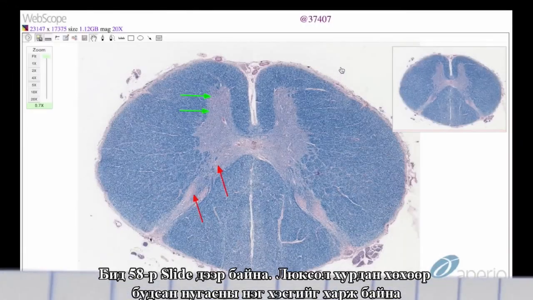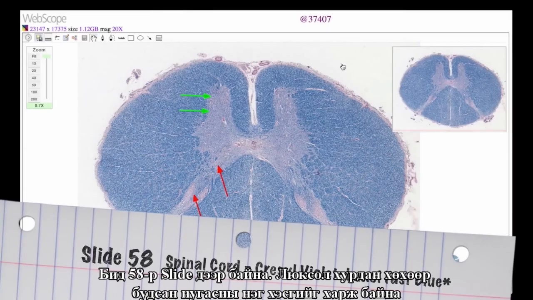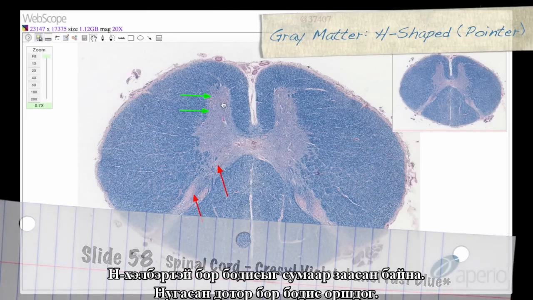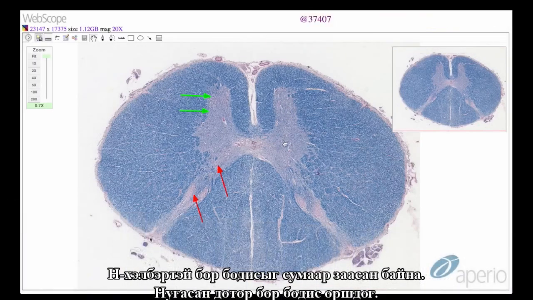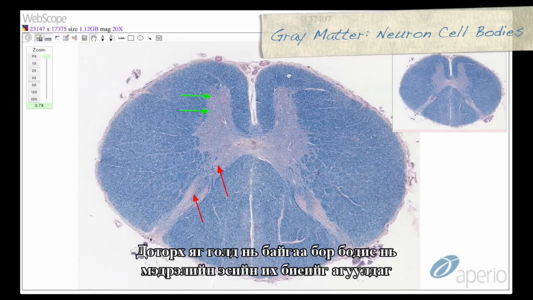We are now looking at slide 58, which is a section of spinal cord prepared with Cresol Violet Luxol Fast Blue stain. The H-shaped gray matter can be seen here at the pointer. In the spinal cord, the gray matter lies deep to the white matter. The white matter can be seen here at the pointer. The centrally located gray matter contains the cell bodies of neurons.